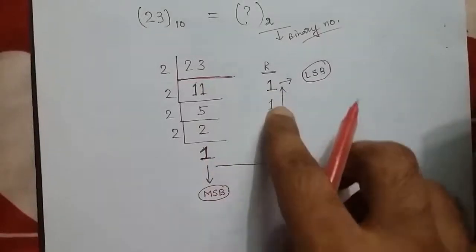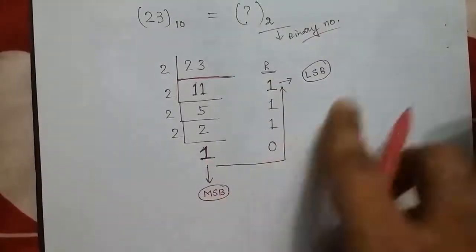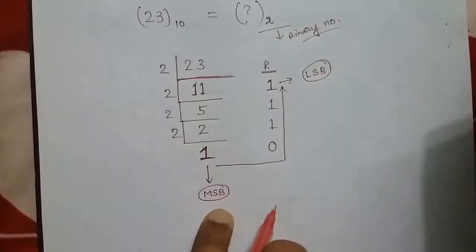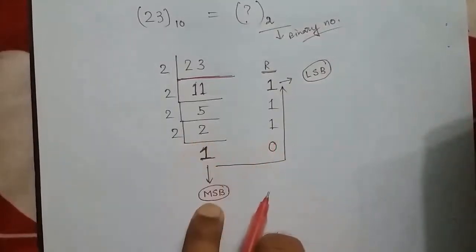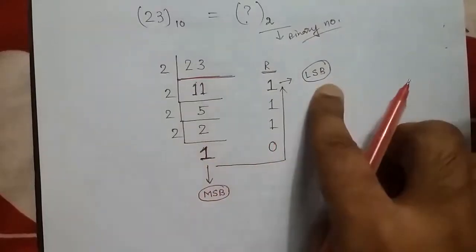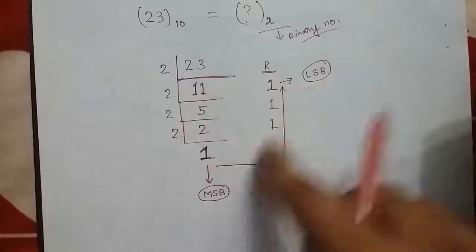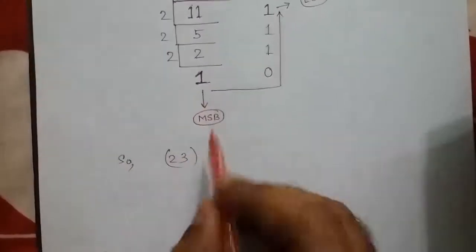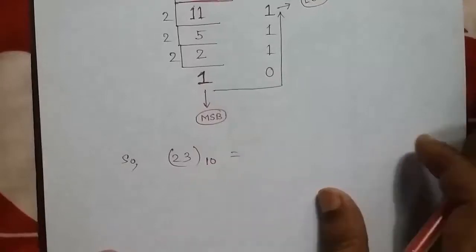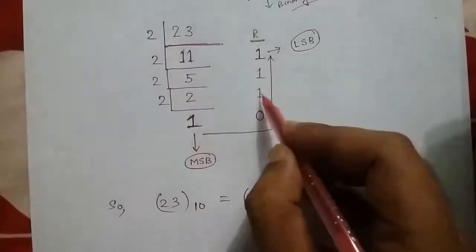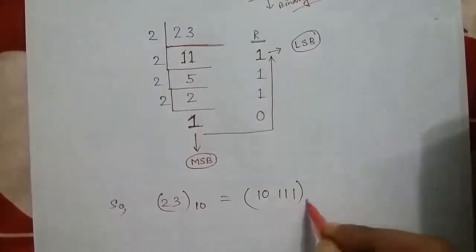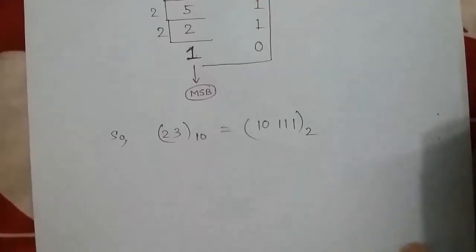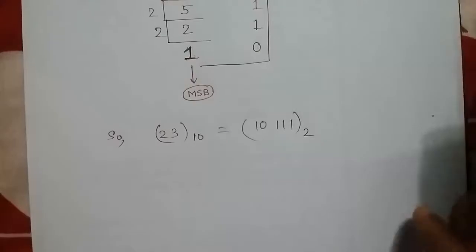So 10111. MSB, LSB. Which one is MSB? The last quotient of this continuous division process. And which one is LSB? The first remainder of this continuous division process. Okay, so we will write 23 base 10, that means 23, the decimal number, is equivalent to how much? 10111 base 2 in binary. Is that clear? Let's take another example.